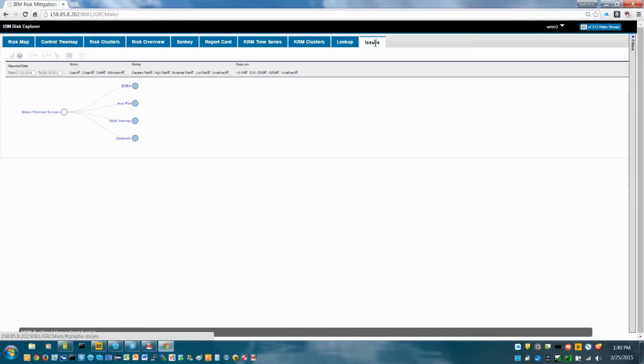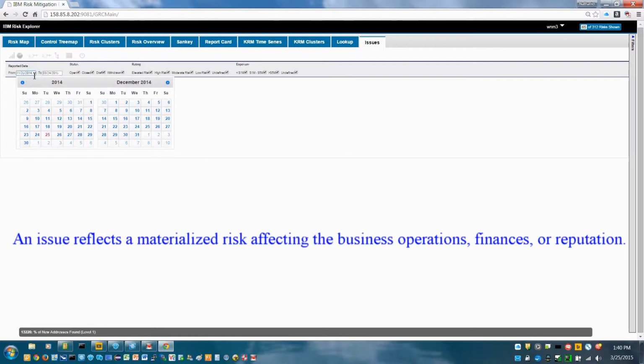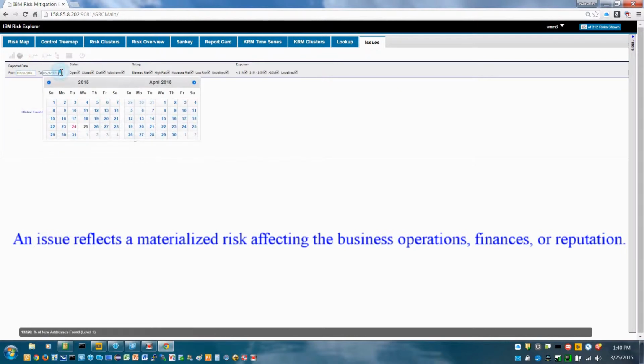Finally, we start to look at issues. Issues are where a risk has materialized and had an impact on our business. We can look back over different periods of time. In this case, we're starting in November of 2014, and we're moving all the way up through March 24th of 2015.